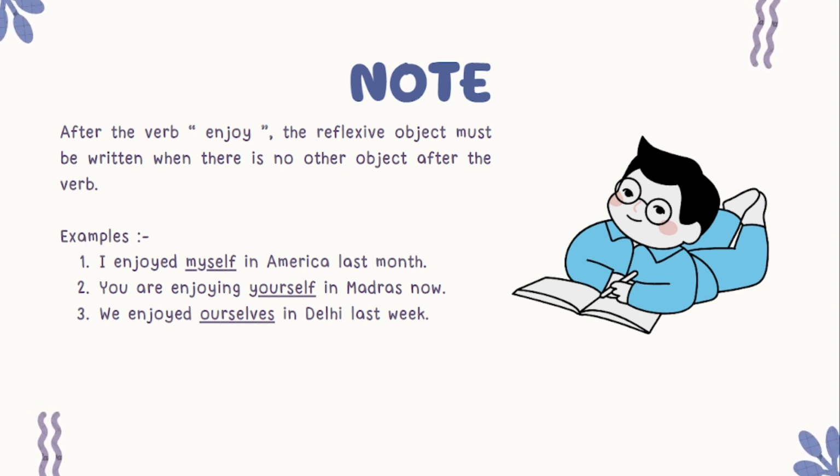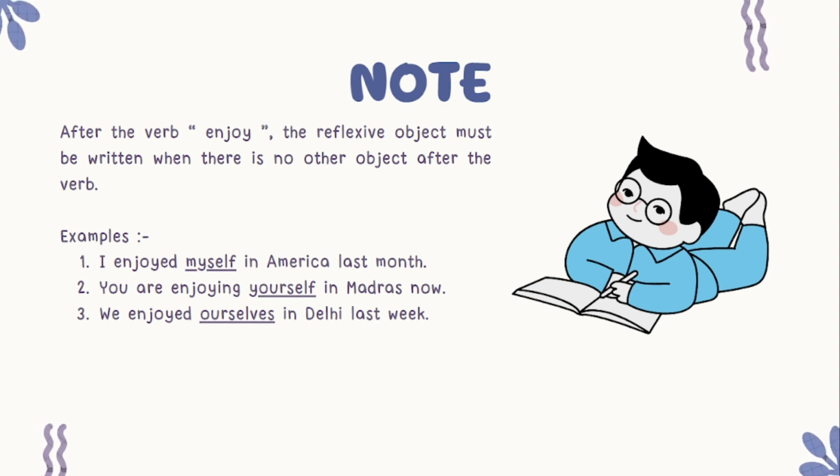Suppose the object is not written in the sentence after the verb enjoy, it is considered a wrong sentence. Grammatically, it is wrong. Generally, we are habituated to say, I enjoy. It is wrong. It is 100% wrong. Maybe in spoken English, it is accepted. But grammatically, it is wrong. In competitive exams, it should not be considered correct.